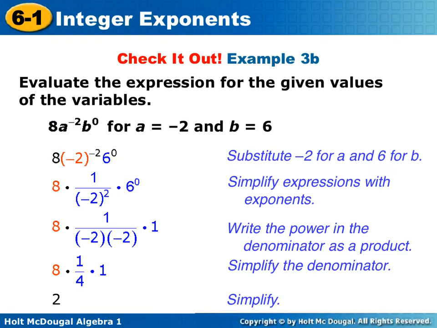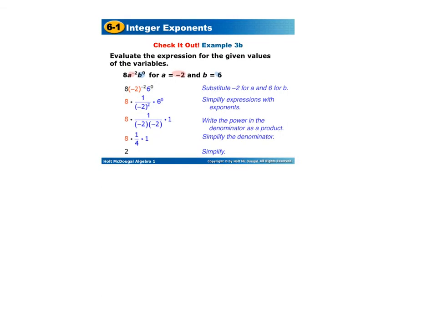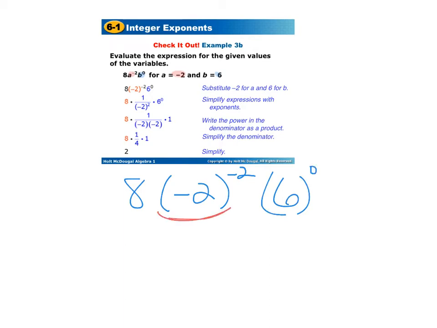Let's look at the next one. Again, we are going to substitute. We are going to replace the letter A with the number -2. We are going to replace the letter B with a 6. I want to see you replacing this when you're doing your homework. So we're going to write 8. Going to take out the letter A. I'm putting the value in parentheses. It's going to make a difference. Then I'm going to take out the letter B and I'm going to put a 6. And now I'm going to evaluate each power separately.